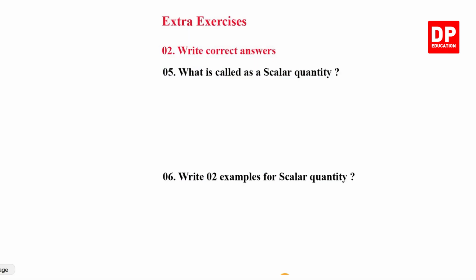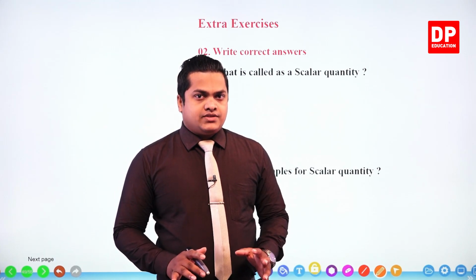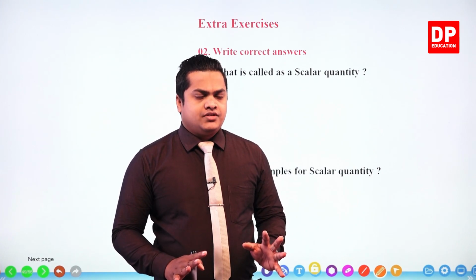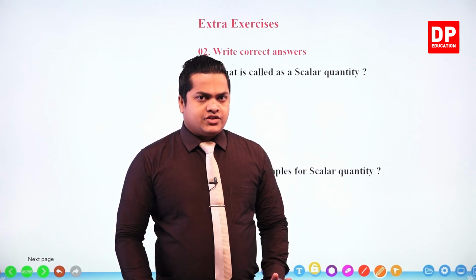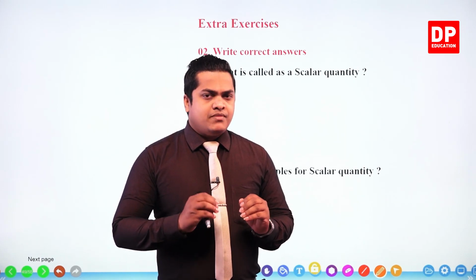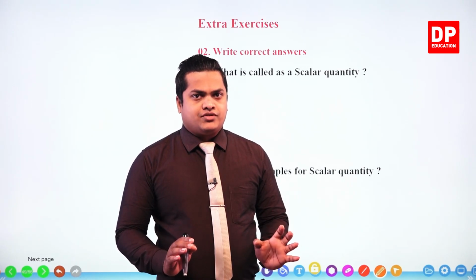Question number 5. What is called a scalar quantity? So my dear children, scalar quantities are the quantities that have only a magnitude. There is no certain direction in it. It has only a magnitude. We can measure a certain value only, that's it. There is no certain direction.